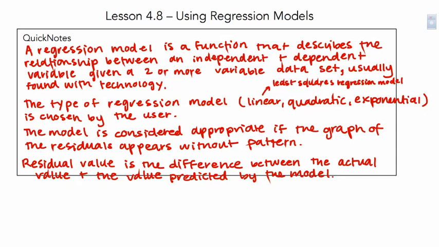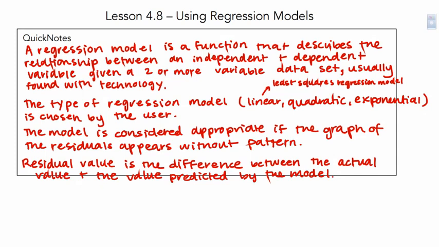The model is chosen by the user depending on what the points look like they're doing, and the model is considered appropriate if the graph of the residuals appears without pattern. And the residuals just mean what's left over. So the residual value is the difference between the actual value and the value predicted by the model. So it's the part that's left over.